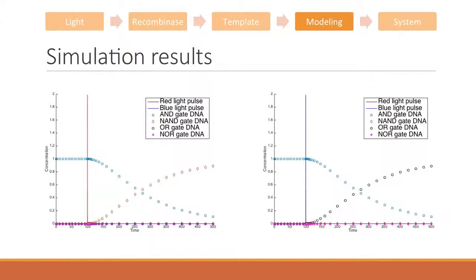On the left, you see the behavior of the system given a single spike of red light at time equals 100. Immediately, the AND DNA begins degrading, as the integrase surges into the system and begins transforming it into NAND DNA. Over time, the amount of NAND DNA approaches the original amount of AND DNA, which is 1 nanomolar. On the right, you see a similar picture, though for a pulse of blue light. Here, instead of the production of NAND, we see the production of OR.